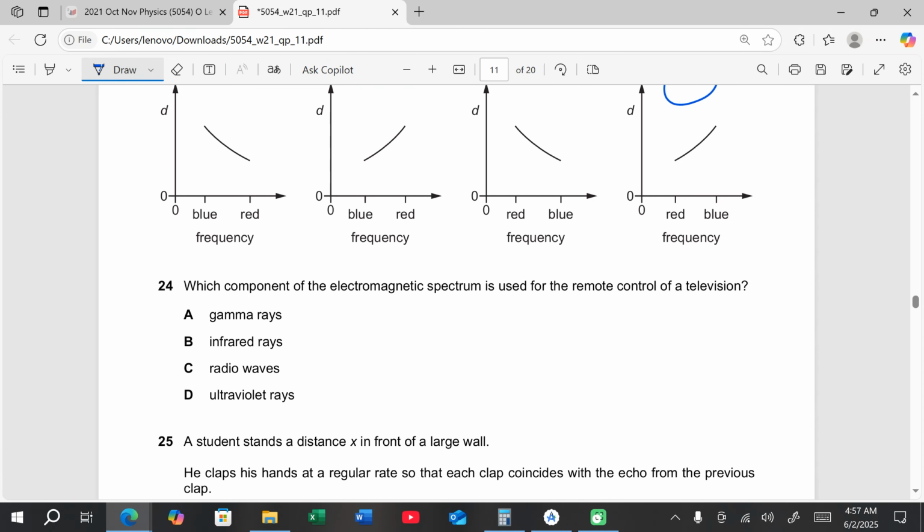Which component of the electromagnetic spectrum is used for the remote control? This is always infrared.